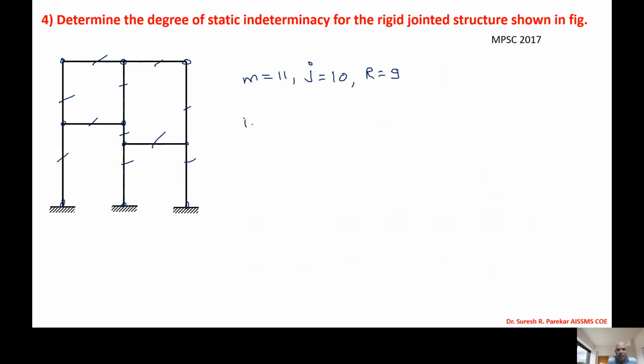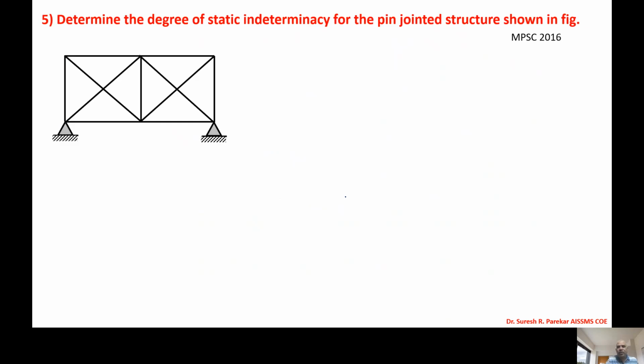And then we will get DS equal to 3M plus R minus 3J. And then we have 3 into 11 plus 9 minus 3 into 10. So it comes to 12. So we have DS equal to 12. Then we will switch over to the next problem. So this was asked in MPSC 2016.